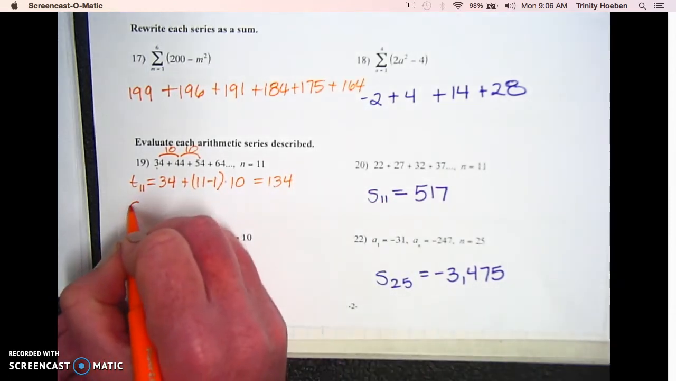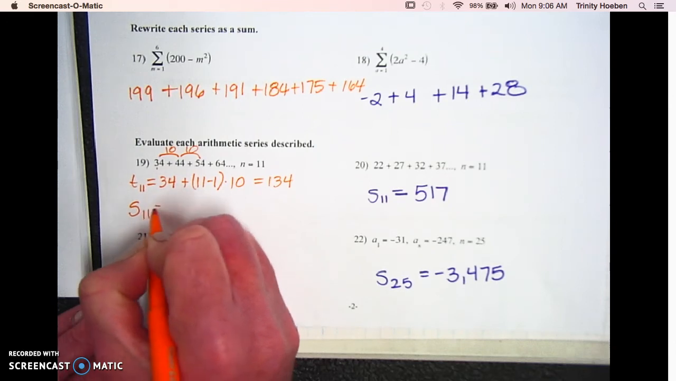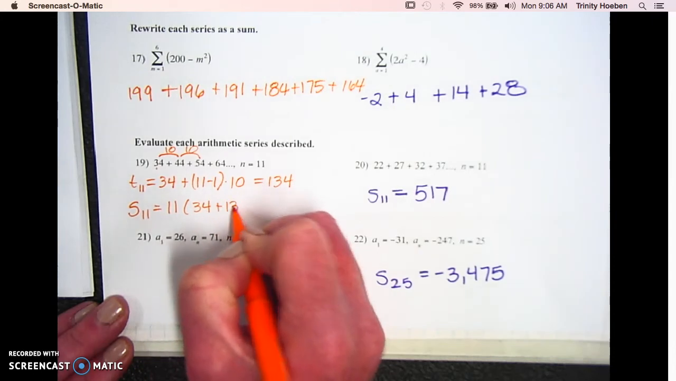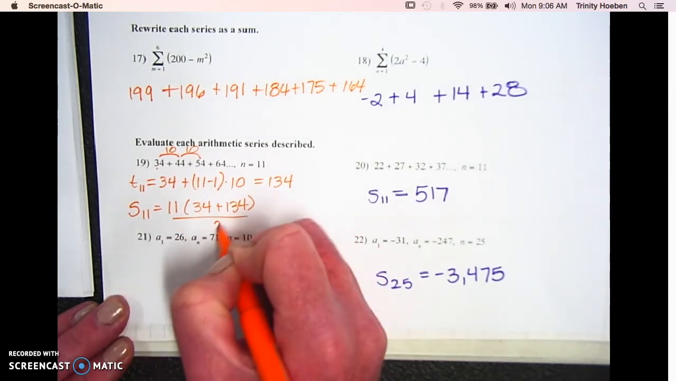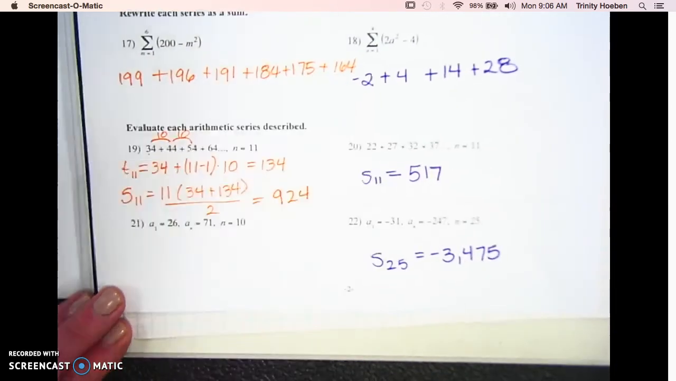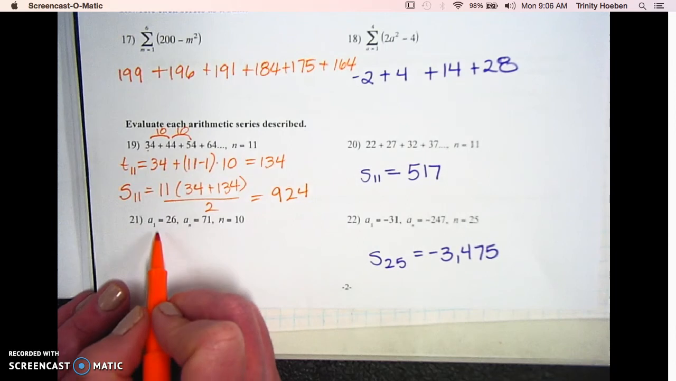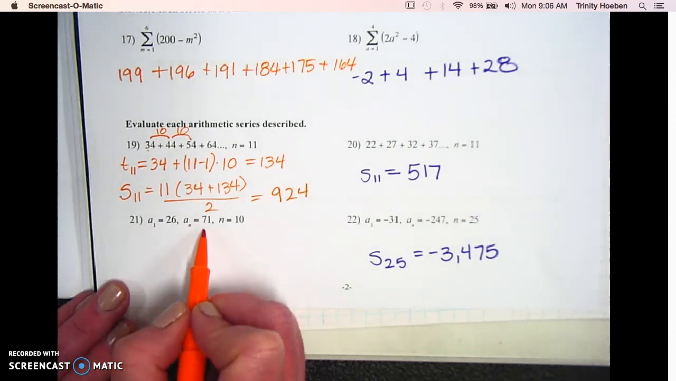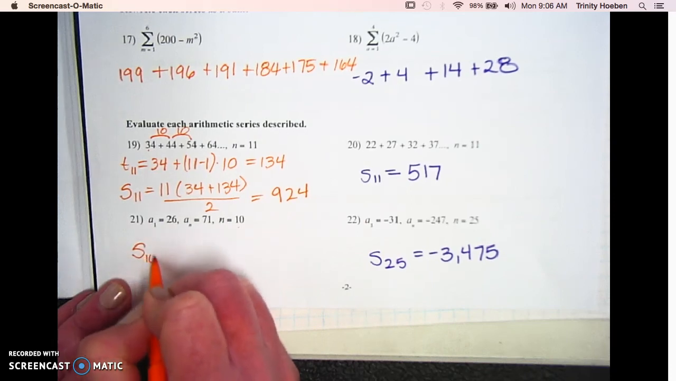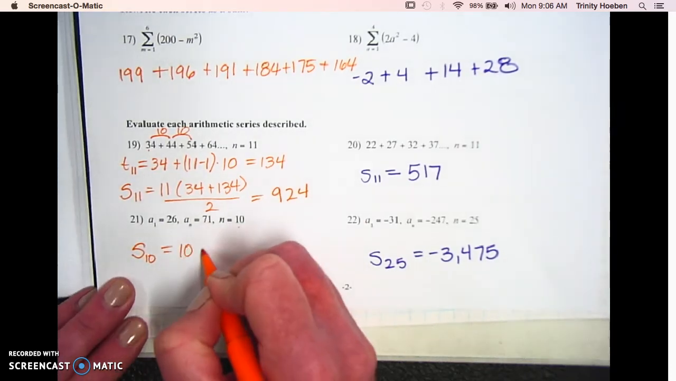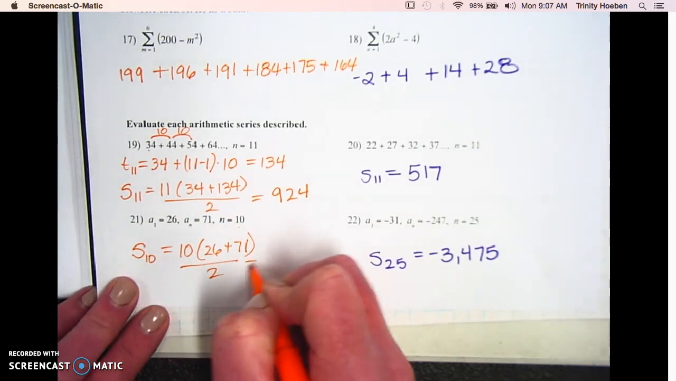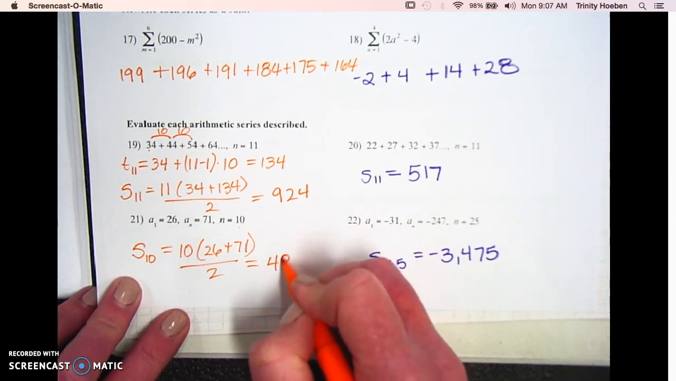So the sum of all 11 terms is going to be 11 times 34 plus 134, divided by 2. Plug that in the calculator, you should get 924. And 21, they give us the value of the value, so we just plug it in. So the sum of all 10 terms is 10 times 26 plus 71 divided by 2. Plug that all into the calculator, you should get 485.